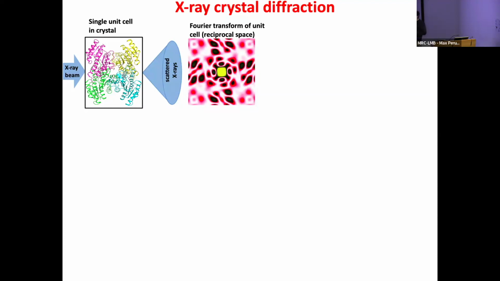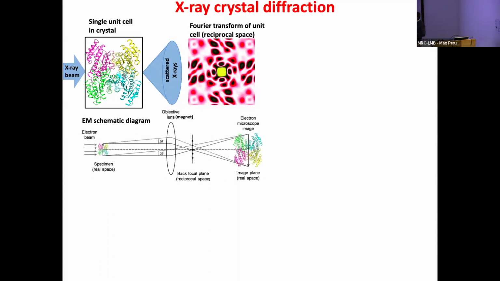This is unlike EM. In EM, the electron is scattered much more strongly by the particle, so you can see this particle. Of course, they use a lens to project and to get the phases back. But if you move the detector from here to here in an electron microscope, that's what you will see. You will see the Fourier transform of your model. But that's something that we cannot see with X-rays, because as I said, they don't scatter enough with the matter. So that's why we need to use crystals.